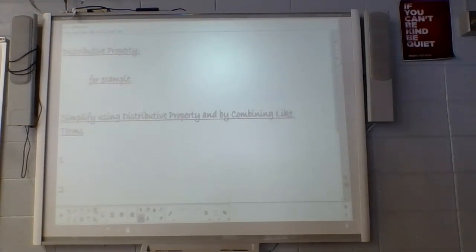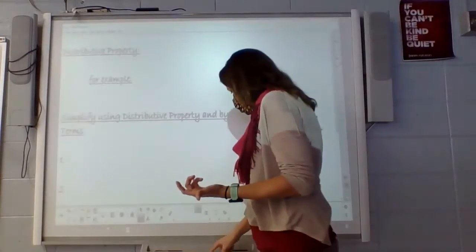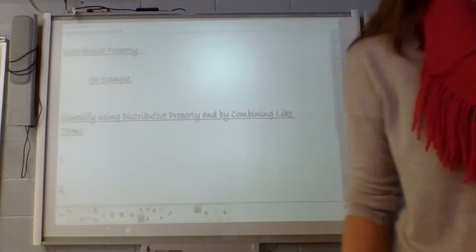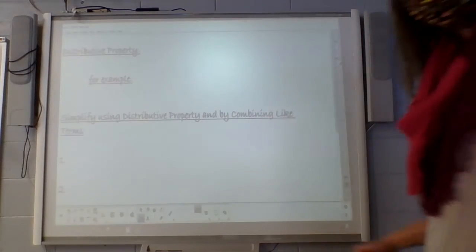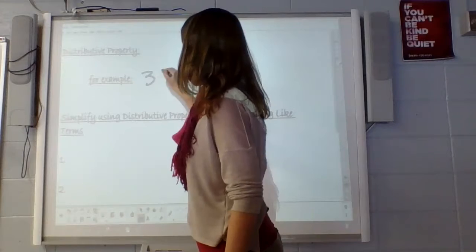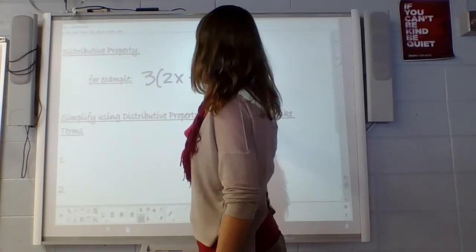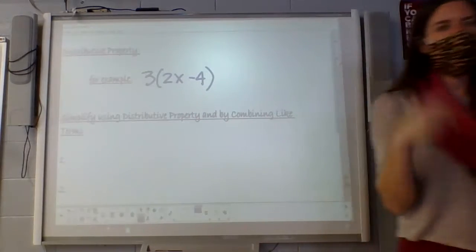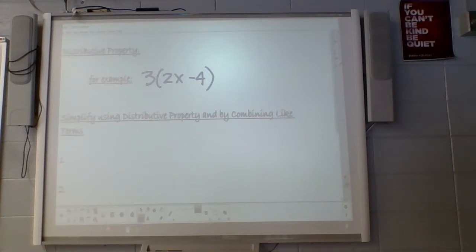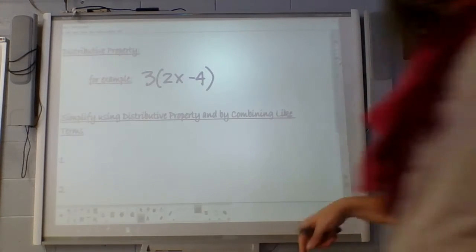So distributive property, I'll give you an example of what distributive property looks like so you're not wondering what I'm talking about here. A distributive property would look like a problem like this. Do you remember what you should do with that? Does that seem familiar?